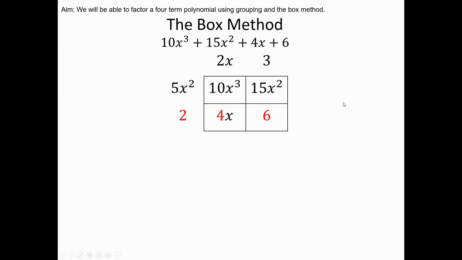Once I have all my answers, I can just take what's on the outside and put them in the parentheses. So we have 5x squared plus 2 in one parenthesis and 2x plus 3 in the other parenthesis. So you don't have to do both of these methods. You only need to pick one, okay? So pick your favorite and go ahead and solve those problems.